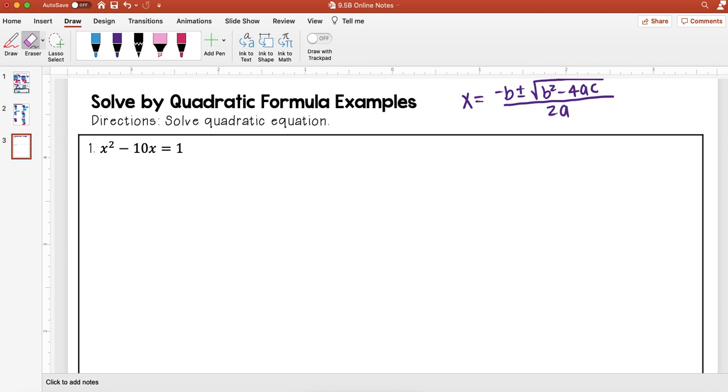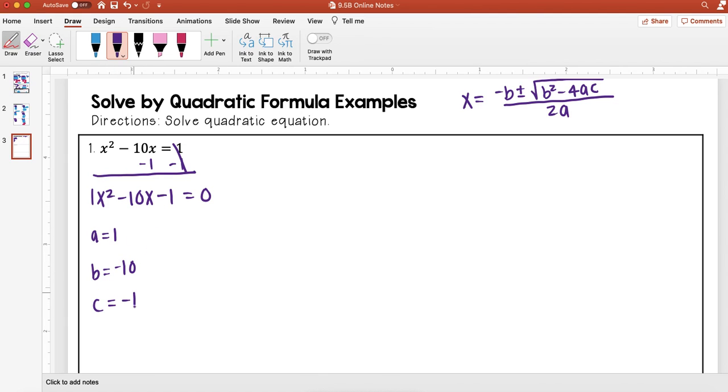So my first step is I want to make sure that all terms are on one side and set equal to 0. This one isn't, so I'm going to subtract 1 from both sides first. My second step is to go ahead and label my a, b, and c. And so here my a is just equal to 1, b is equal to negative 10, and c is equal to negative 1. Now I'm going to go ahead and plug all of that information into my formula here.